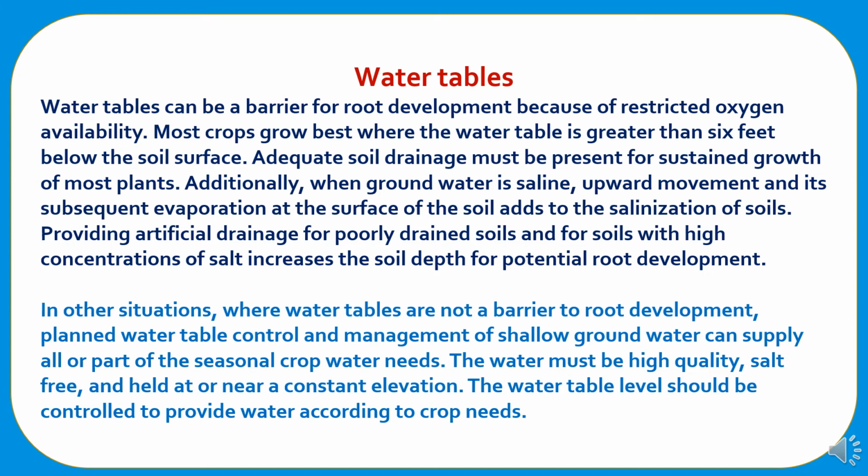Providing artificial drainage for poorly drained soils and for soils with high concentrations of salt increases the soil depth for potential root development. In other situations where water tables are not a barrier to root development, planned water table control and management of shallow groundwater can supply all or part of the seasonal crop water needs. The water must be high quality, salt free and held at near to a constant elevation. The water table level should be controlled to provide water according to the crop needs.